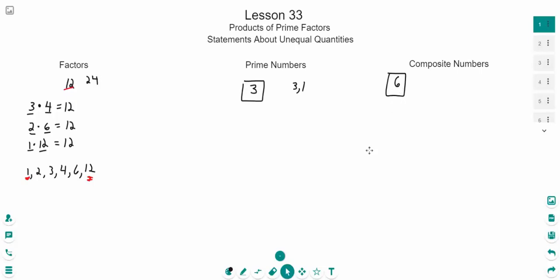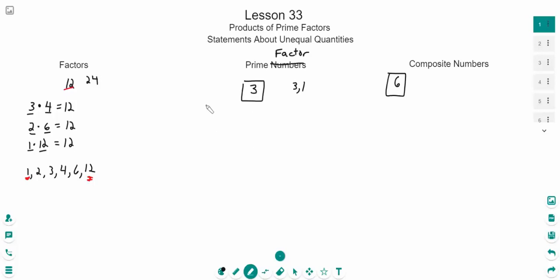A prime number is divisible only by 1 and itself, and a composite number is divisible by multiple numbers, not just 1 and itself. Okay, so if we just switch this up a little bit, and instead of saying prime numbers, let's just say what's a prime factor. All right, well, a prime factor would simply be a factor that is a prime number.